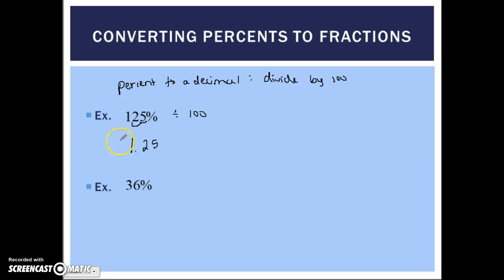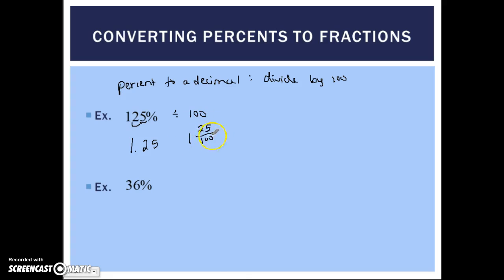So now this is 1.25. Since this is 0.25, you can think of this as 25/100, because it's in the hundredth spot. So the 2 is in the tenths, the 5 is in the hundredths, so 25 hundredths. And the 1 is a whole number on the outside, so it's a mixed number with a whole number on the outside, 1 and 25/100ths.